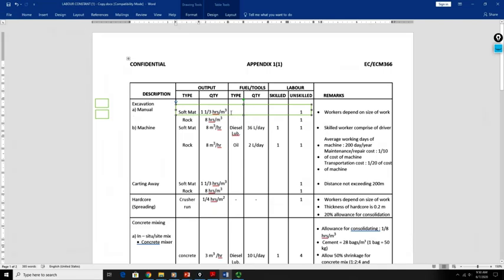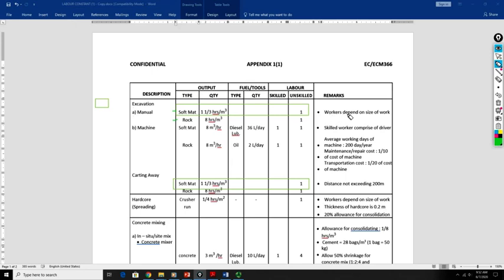And other than excavation, the question also touches on the cutting away. Meaning that in order to solve the question, we are going to use information on this cutting away for the soft material. Then we are going to look at the remark here. We are going to choose related information that we are going to use to solve the question.